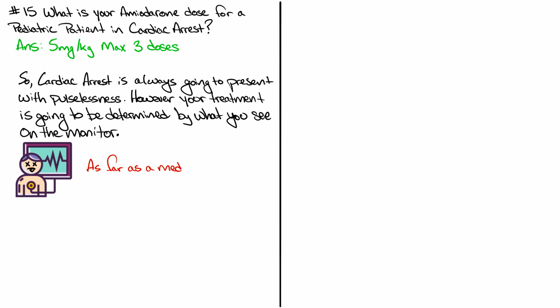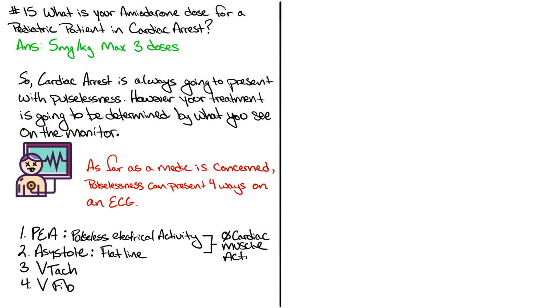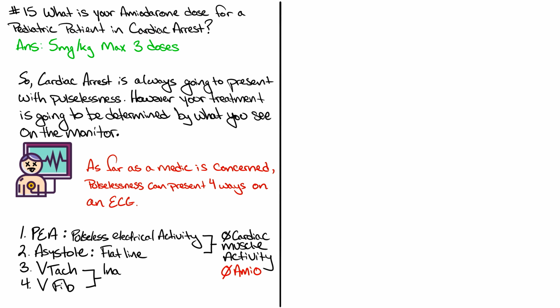As far as a medic is concerned, pulselessness can present 4 ways on an ECG: PEA, asystole, VTAC, and VFib. PEA stands for pulseless electrical activity, and asystole is your typical flatline. Both of these involve no cardiac activity, and neither of these get amiodarone. VTAC stands for ventricular tachycardia, and VFib stands for ventricular fibrillation. Both of these involve some cardiac activity that often results in an inadequate filling and squeezing of the heart. VTAC and VFib, however, both get amiodarone.